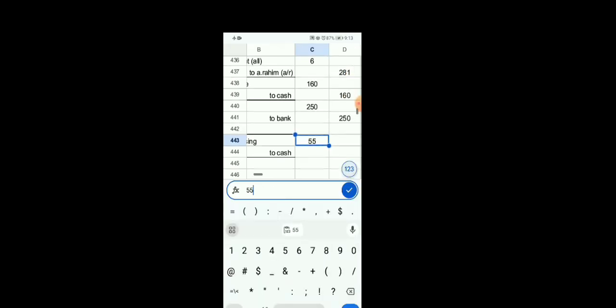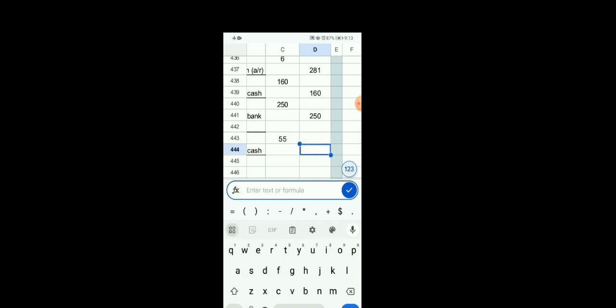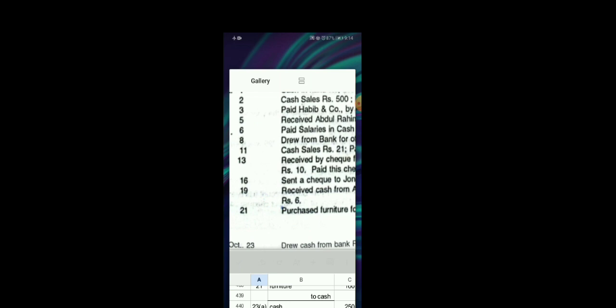How much amount is paid for advertising? That is 55. So you will mention 55 on the debit side, and the same amount you are supposed to write on the credit side. So here you are going to write 55. In this way, entry number 23B is completed. 23 had two parts. Both parts are completed. Next is 24. So you will mention the 24 date over here.